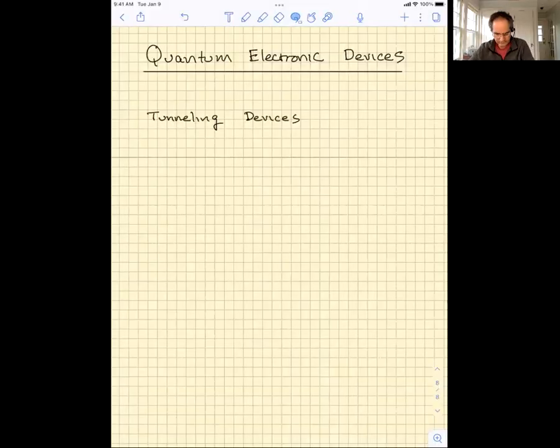Okay, well here, let's go on and talk about some quantum electron devices. These are going to be devices where the electron transport is controlled by tunneling, okay? So we're going to talk about some tunneling devices.